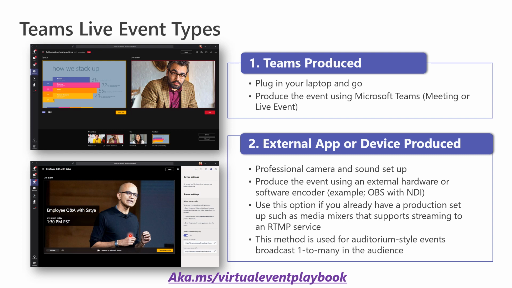Now, I will go a little deeper in this session with an example of how to do this using a software-based encoder known as OBS, but there are plenty of options out there that you can use for this. The tech behind this essentially is a protocol known as RTMP. With the external app or device produced pathway, we allow you to build the content that you want in your external software or hardware, such as OBS, and then you output that production via RTMP into the event itself. And I'll show you how to set all that up here in just a few moments.